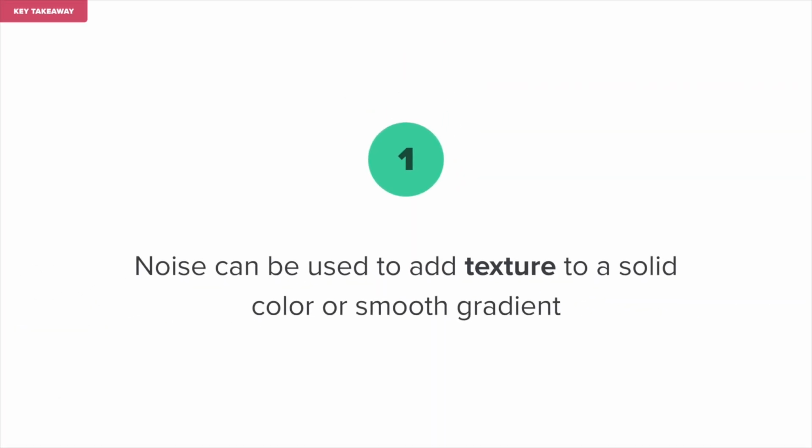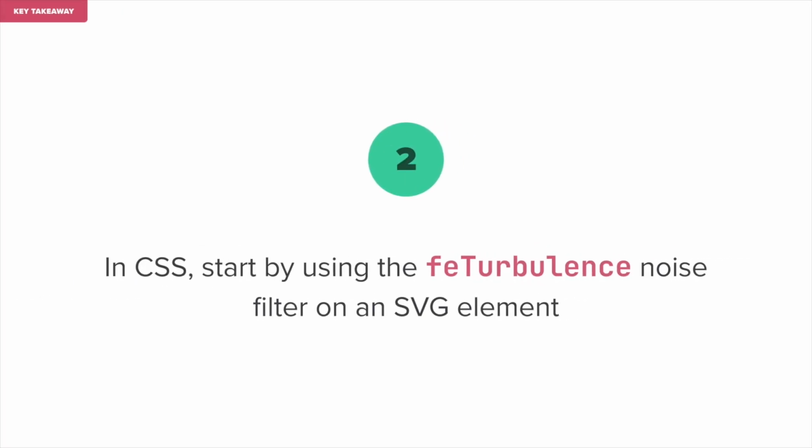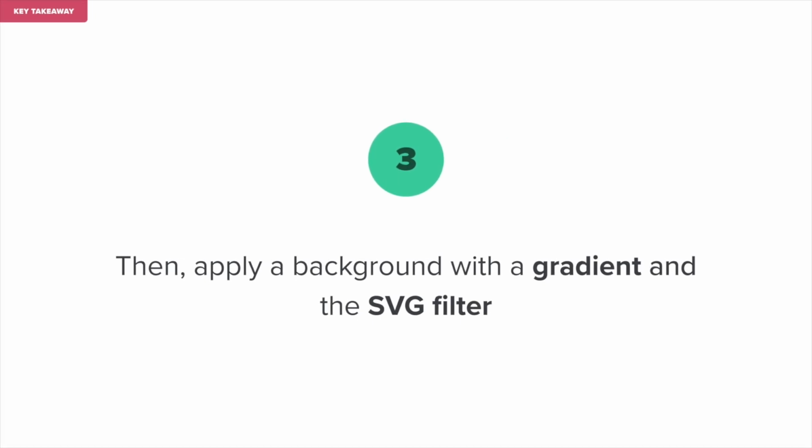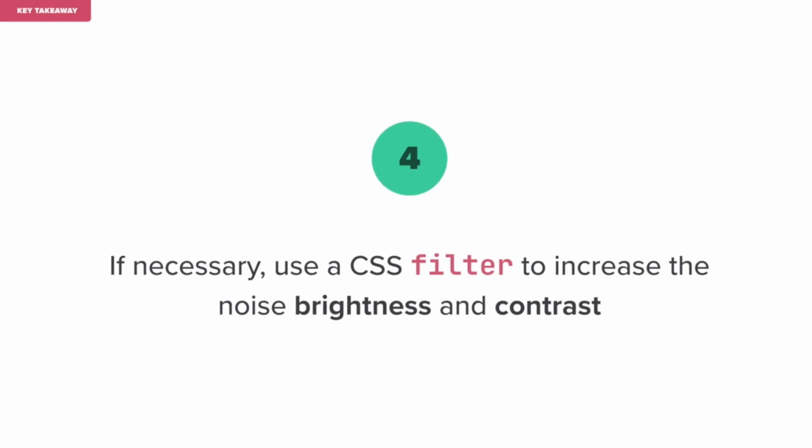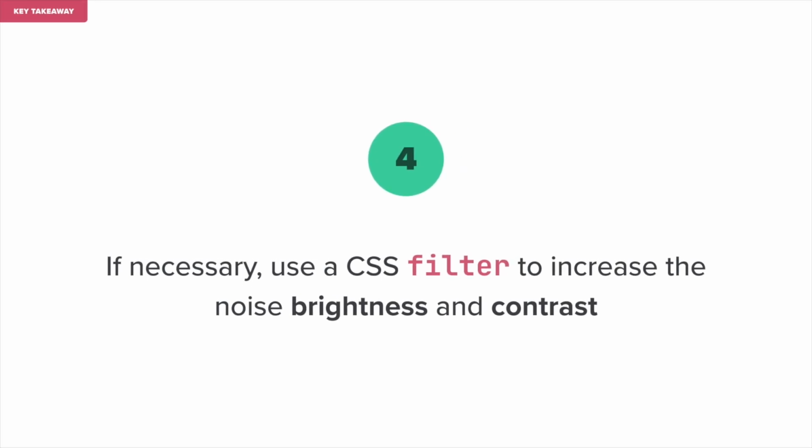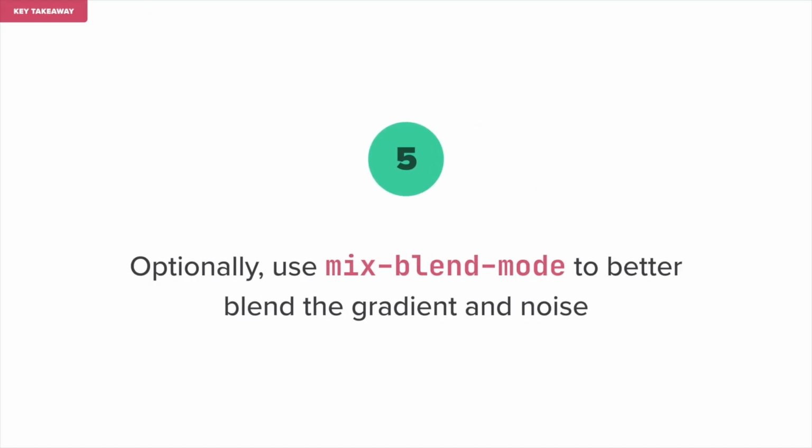All right, time for some key takeaways. Noise can be used to add texture to a solid color or smooth gradient. In CSS, start by using the feTurbulence noise filter on an SVG element. Then apply a background with a gradient and the SVG filter. If necessary, use a CSS filter to increase the noise, brightness, and contrast. Optionally, use mix blend mode to better blend the gradient and noise. And that's it, folks. That's how you can add some texture to your images or gradients by using noise.